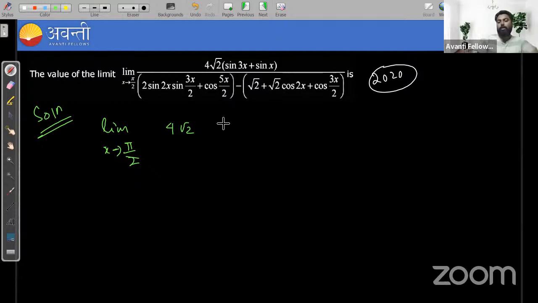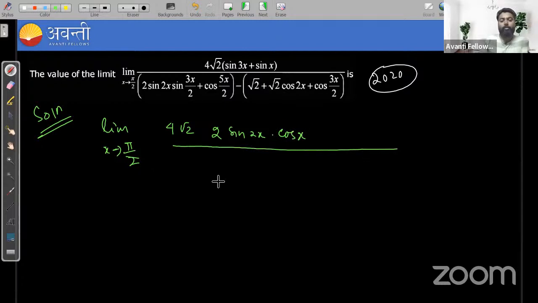4 root 2 (sine C plus sine D). So this will be 2 into sine of (C plus D), that is 3x plus x is 4x by 2, so sine of 2x. Then into cos of (C minus D), so 3x minus x is 2x by 2, that is x, cos of x. So the numerator becomes this.